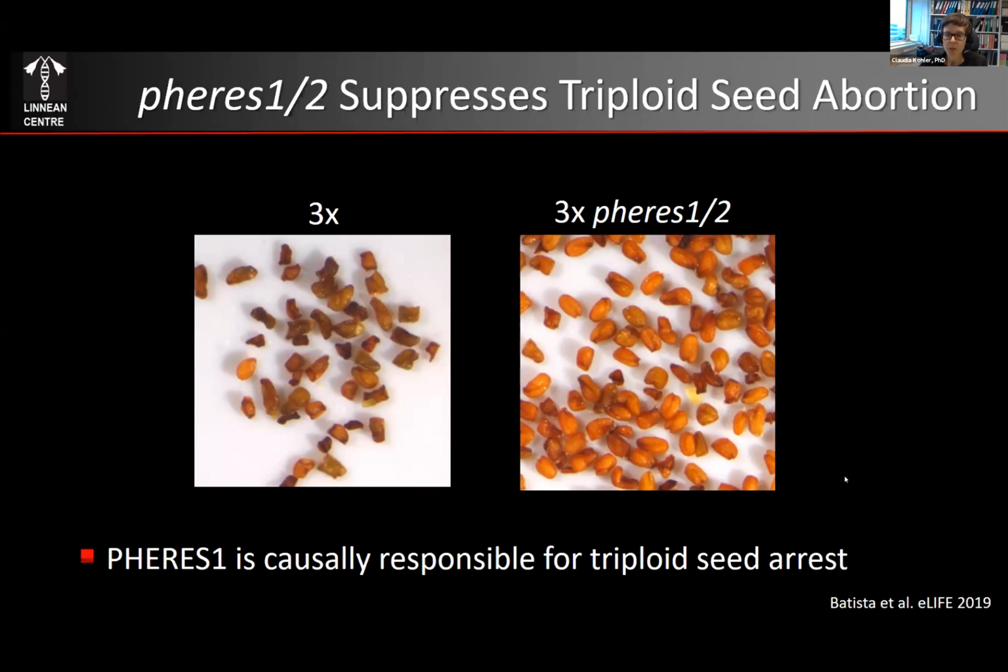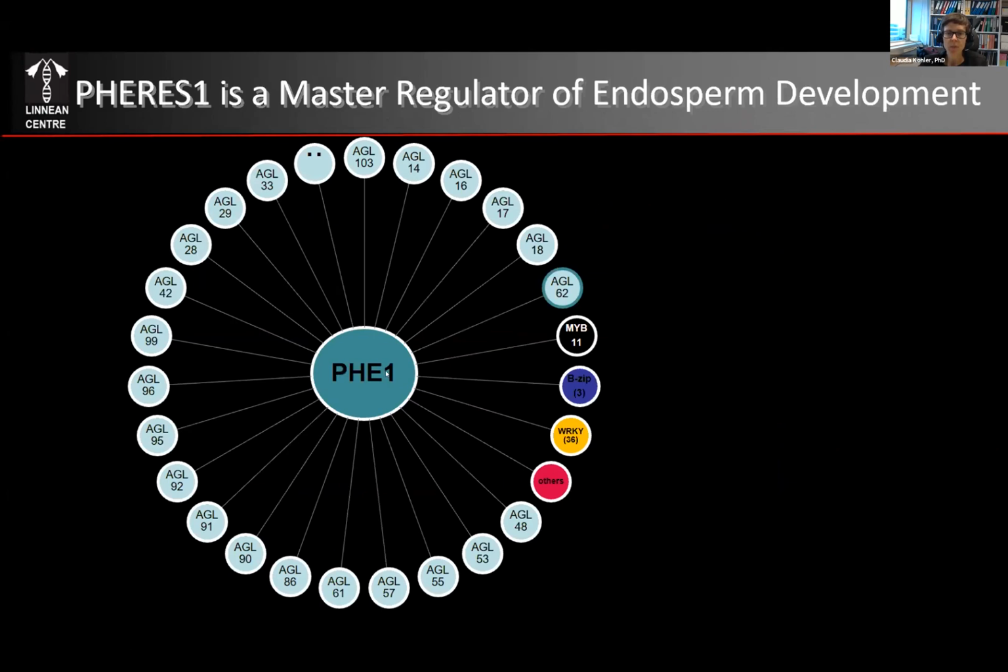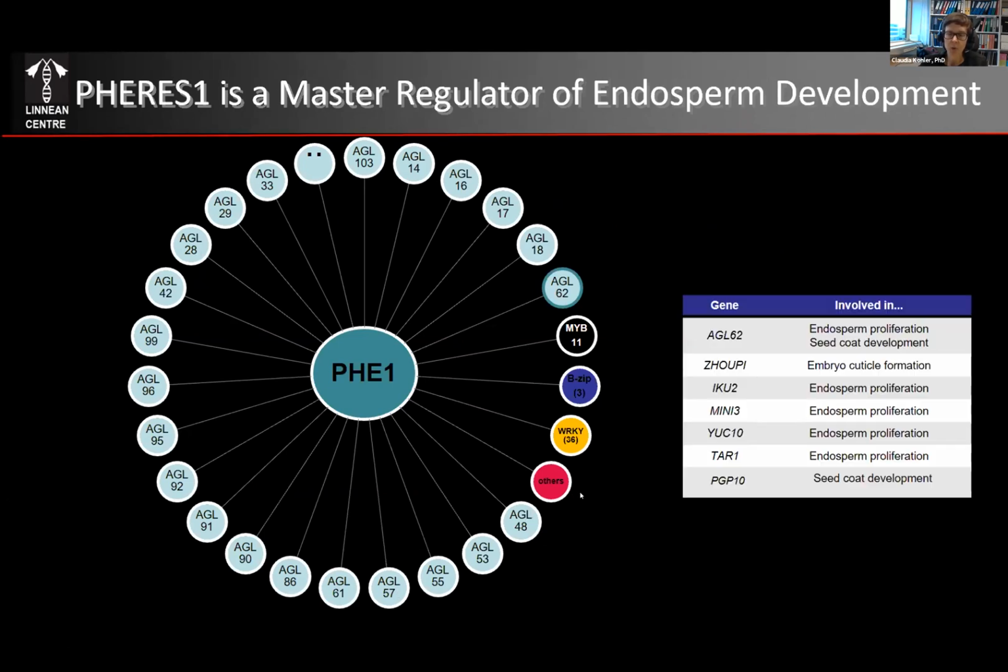Well, so Ferris1 seems to be a major regulator of the triploid block, but it's not only that. What we actually found is that Ferris1 is a major regulator of a large battery of type 1 MADS-box transcription factors, as well as other transcription factors. And importantly, among those transcription factors is a list of genes that I would term the who's who of endosperm development. It's a number of genes that all have been shown to have a major role in endosperm development. And with that, we feel confident saying Ferris1 is a master regulator of endosperm development.